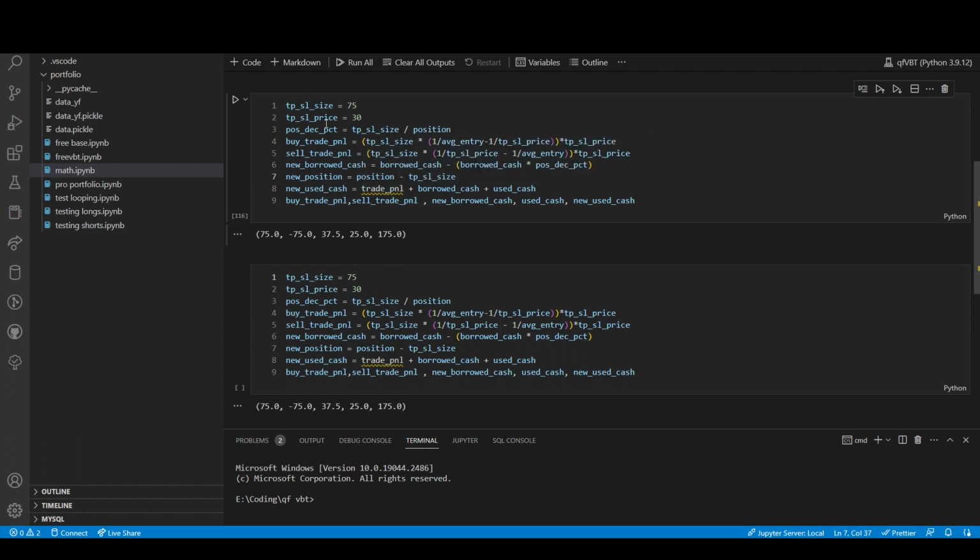But yeah, what I'm realizing is that the borrowed cash is always just going to be borrowed cash minus borrowed cash times the position decrease percent. And it's going to be the same thing for the new used cash: used cash times the position decrease percent. Because that's how much used cash I have in the game, the position decides that.